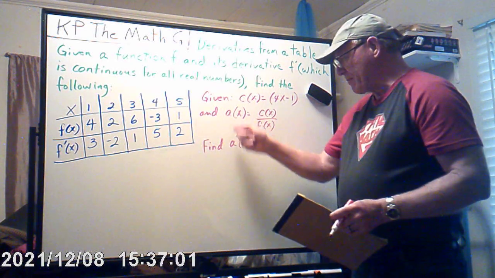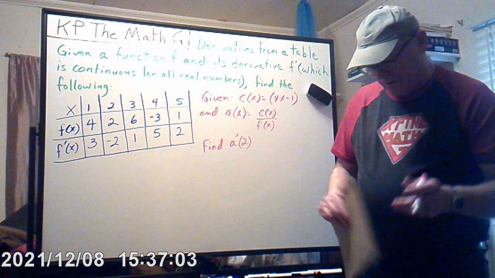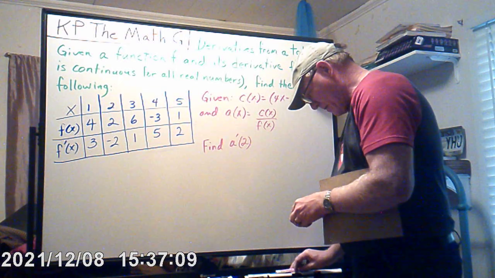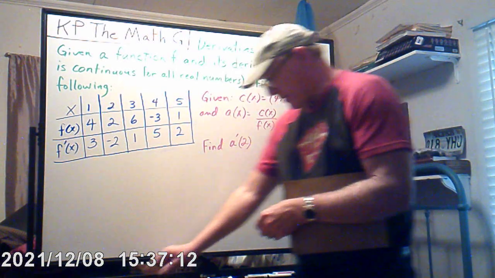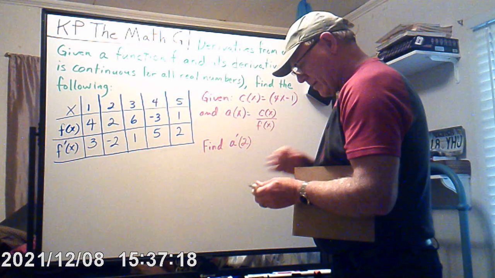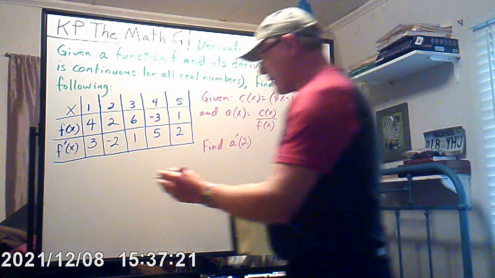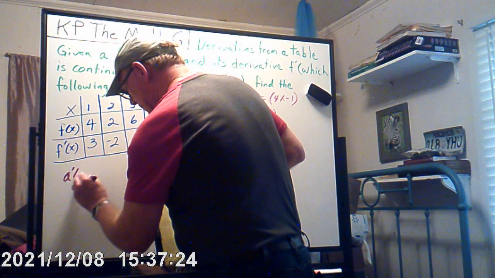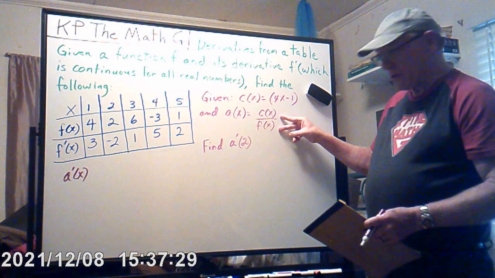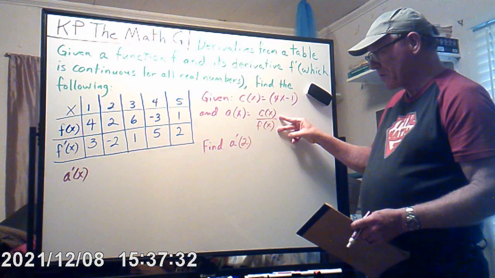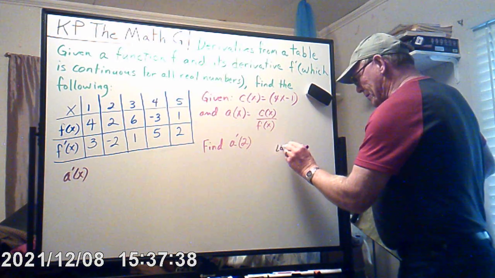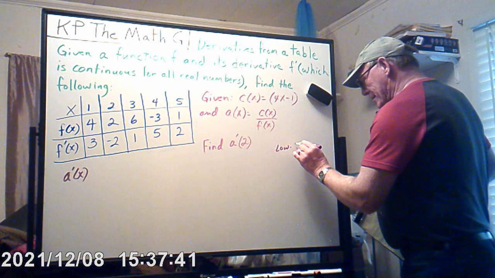What do you say we find a prime at x first, okay? Well, here we go. Let's get another color out. Yeah, how about this one? Alright, so a prime at x. What do you recognize this to be? It's a quotient. So we're going to have to apply the quotient rule. Remember, we said something about a low d high.